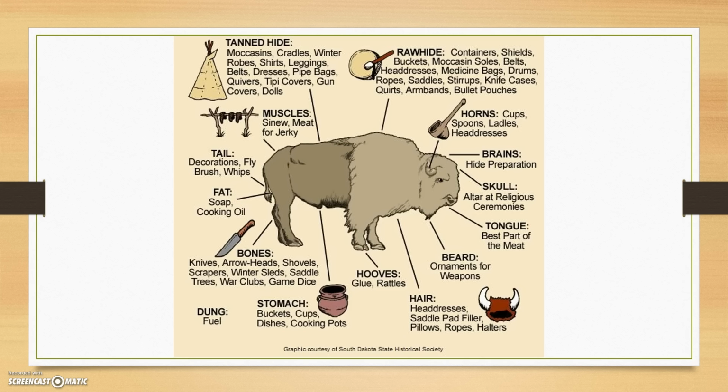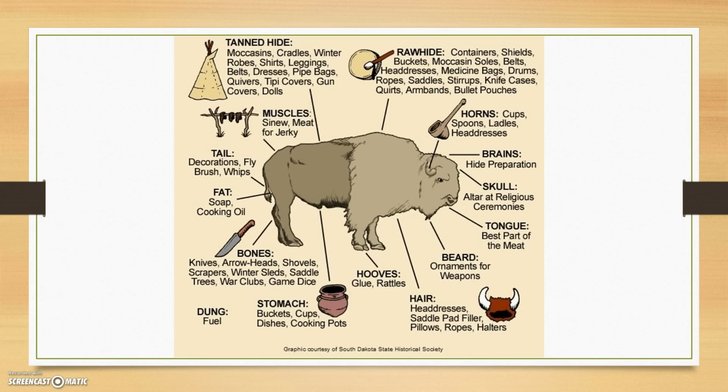And here's a diagram that, you can see, is from the South Dakota State Historical Society. I usually call the buffalo Walmart for Native Americans, because the buffalo provided everything, just like Walmart has everything we need now. So if you look, the tanned hide, which means the skin that has been treated a little bit, was used to make moccasins and cradles, robes, other kinds of clothes, and dolls and things like that for the kids. The rawhide, which just means the skin by itself, was used for buckets and shields and the bottoms of shoes and medicine bags and all sorts of stuff like that.